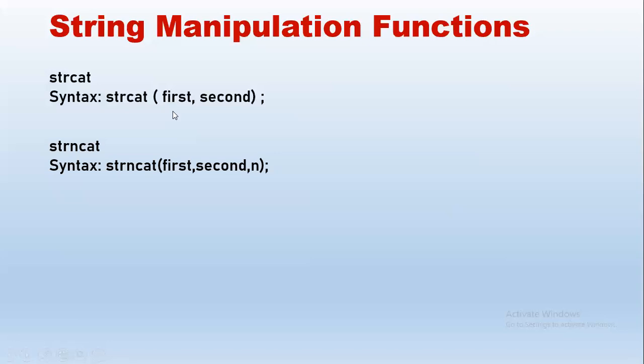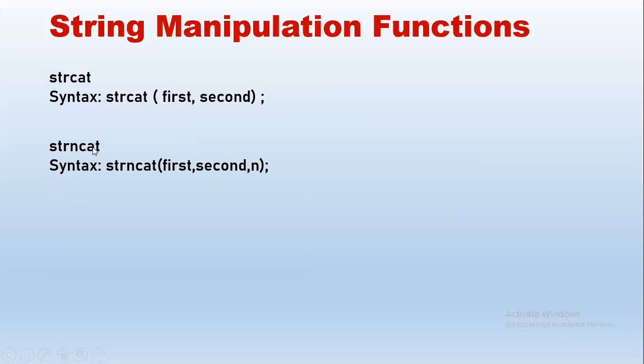Next, we have strncat, which is n letters. The first n characters of the second string are appended at the end of the first string. While concatenating in strcat, the entire second string is combined with the first string. So we get the whole string, first and then second.